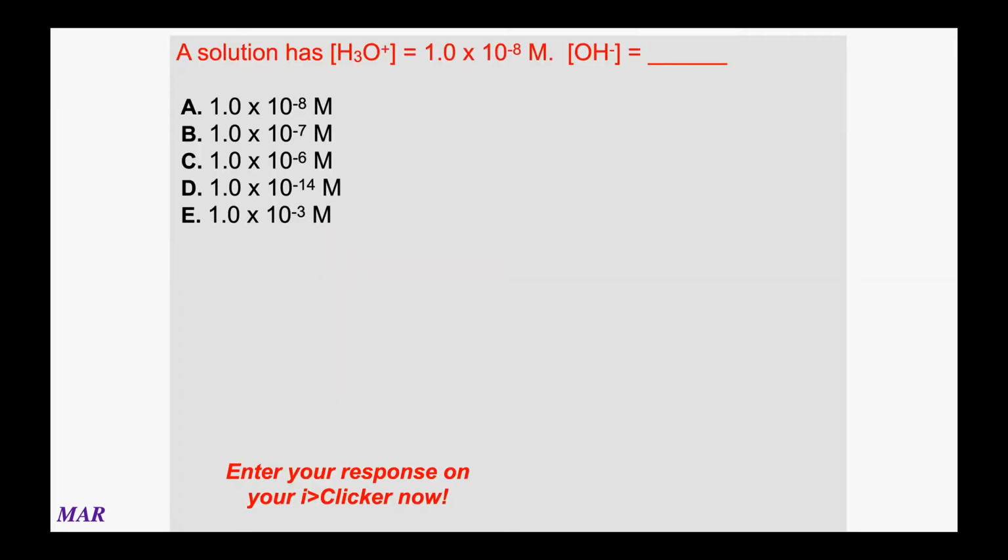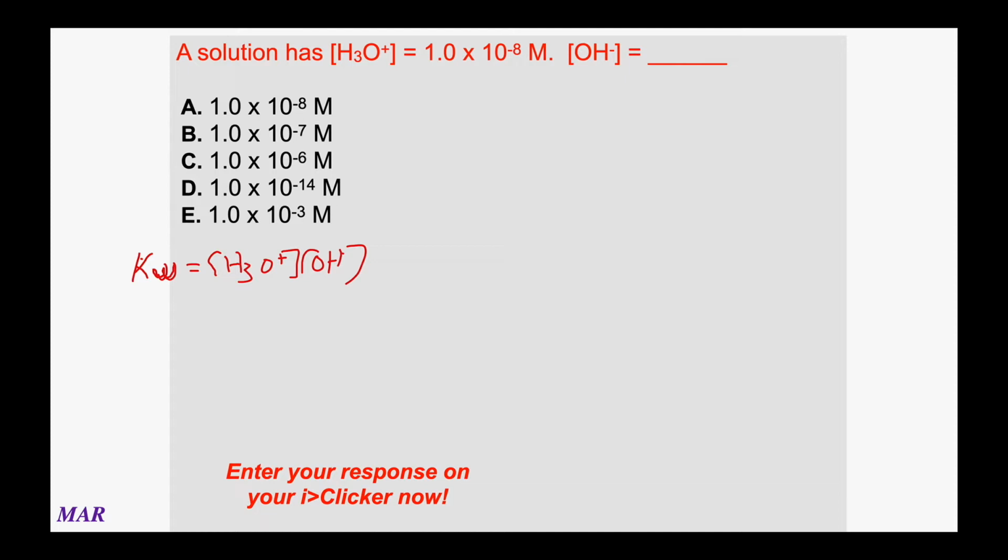So here's a solution. A solution has a hydronium concentration of 1.0 times 10 to the minus 8th moles per liter. And the question is, what is the hydroxide ion concentration equal to? Good question. This is the first time now that Kw is going to be helpful, because Kw equals hydronium times hydroxide. And we've got the hydronium value there. And if you know what Kw is, that Kw is 1.00 times 10 to the minus 14th.